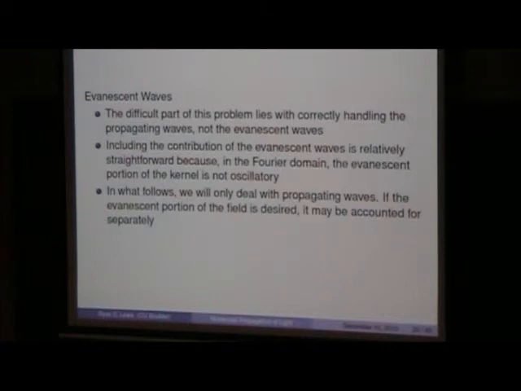First, I need to briefly discuss what we're going to do with evanescent waves. So the difficult part of the problem is dealing correctly with the propagating part of the spectrum. Dealing with the evanescent waves turns out to be fairly straightforward because in the Fourier domain, the evanescent part of the kernel is not oscillatory. So I'm only going to talk about the propagating part of the spectrum. If you happen to be working in a problem where the evanescent portion of the solution matters, you can account for it separately in a relatively straightforward manner.